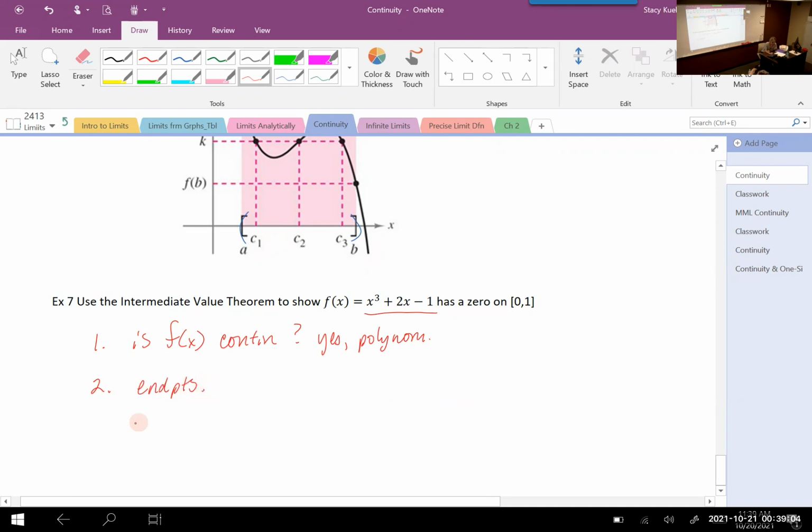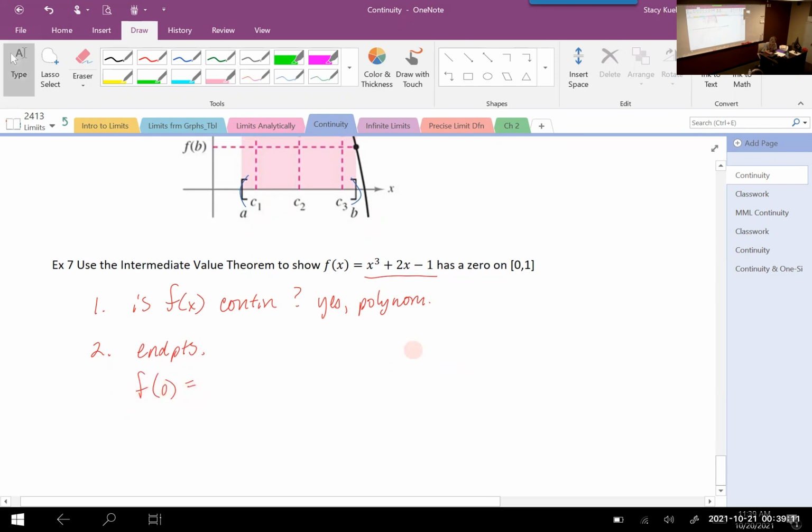By that, we're going to take the function and evaluate the function at the endpoints. So for f of 0, we would have 0 cubed plus 2 times 0 minus 1, or in other words, -1. And at f of 1, we have 1 cubed plus 2 times 1 minus 1. 1 plus 2 would be 3, minus 1 would be 2.